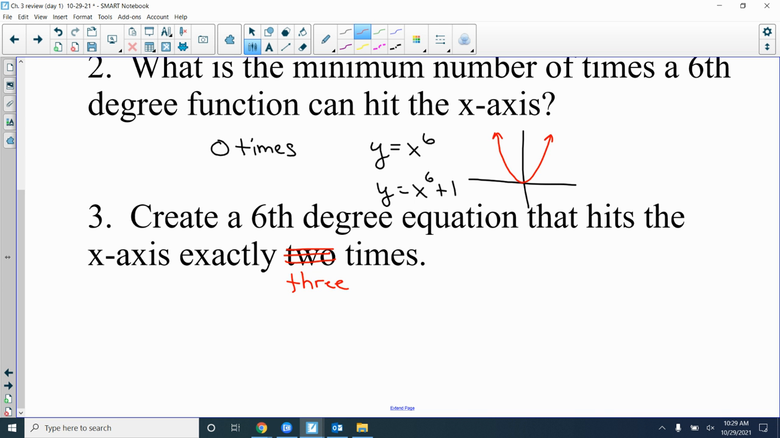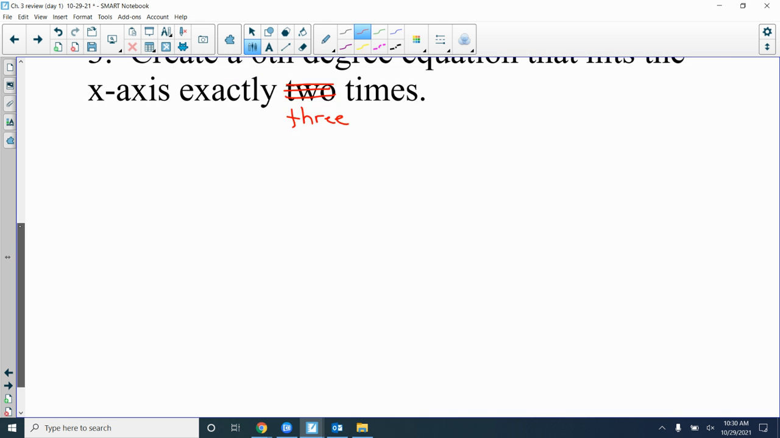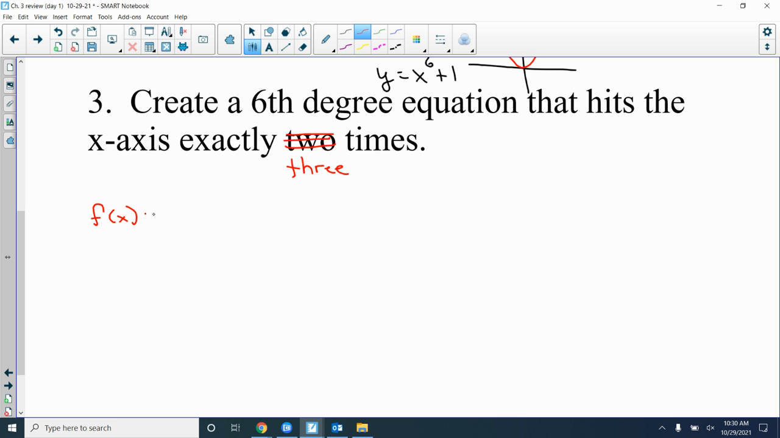You got a question? There's a question. What's your question? Do you want it to be all factored out, or can it be in factored form? It would probably be easier if you leave it in factored form. Because if you sit here going, well, maybe it's f of x equals 3x to the 6th plus 2x to the 5th minus 4x to the 4th plus 3, you're going to have to graph every one of those. So I would leave it in factored form. All right, take a second, think about it. Hits exactly 3 times.